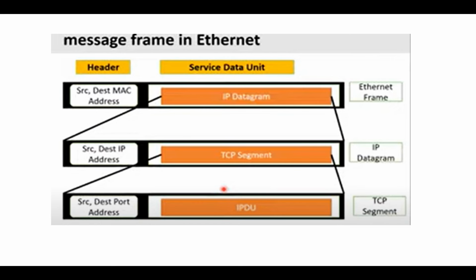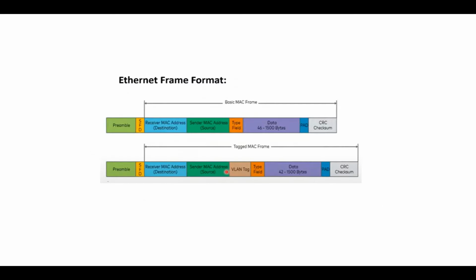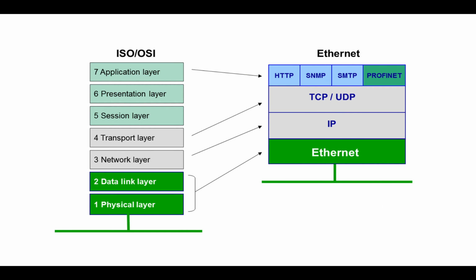If it is a transmission, then one by one this addition would happen. First the source and destination port address, then the IP address addition, then the MAC address addition, and going out of the ECU. If it is reception, then one by one it will be removed, and finally it reaches the application. The same thing with respect to the OSI reference model will be easy to understand. In the data link layer you would have the MAC, in the network layer you would have the IP, in the transport layer you would have the port address.